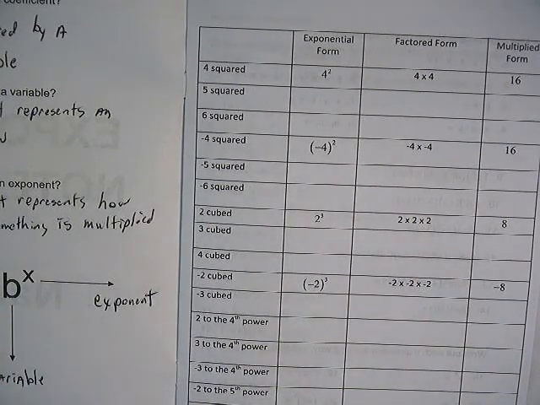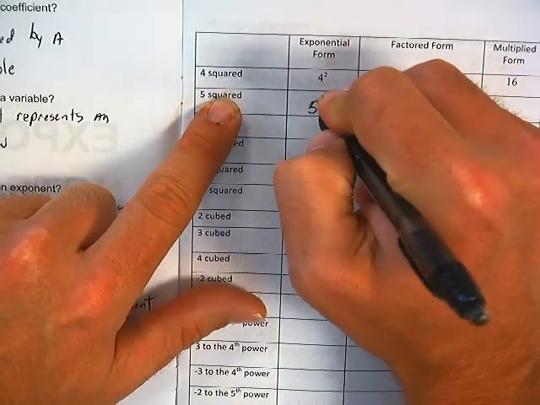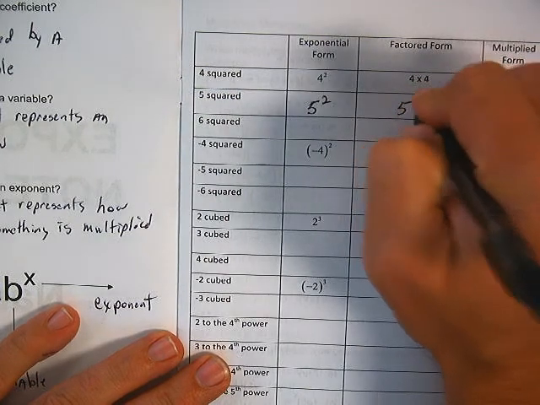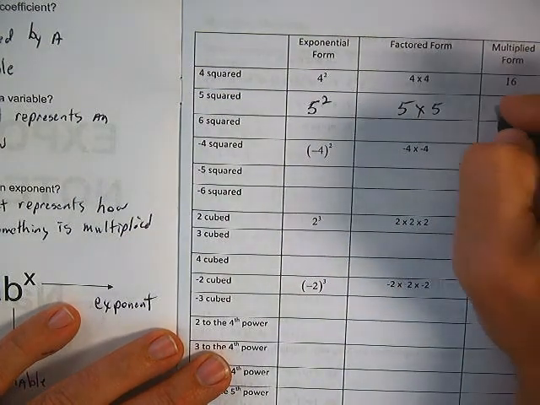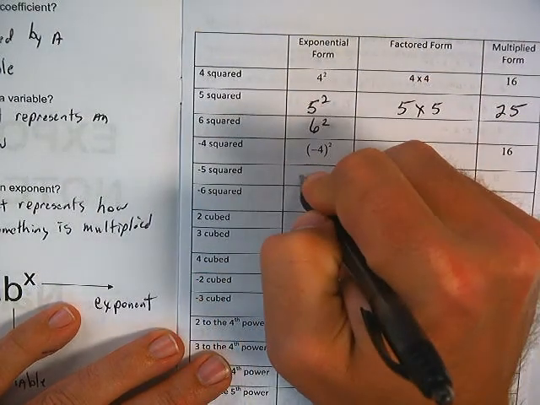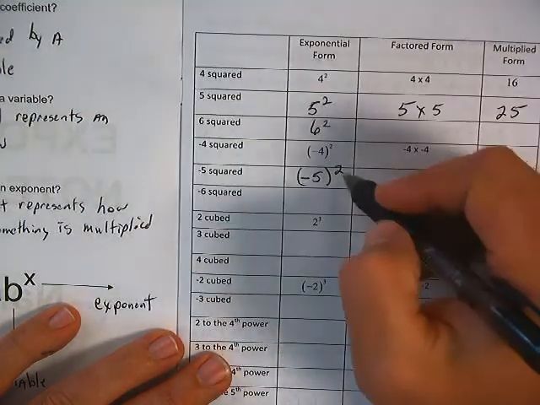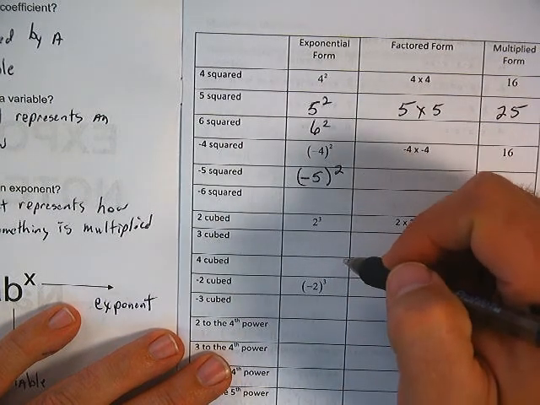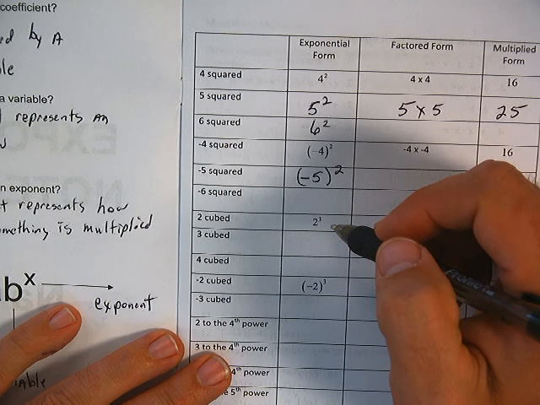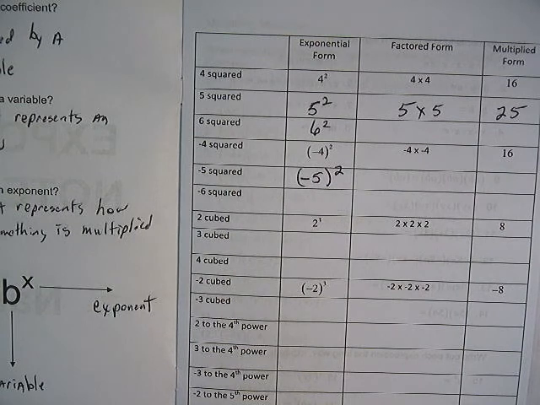Anything that's squared, like 5 squared would be 5 to the what power? 2. And that simply means 5 times 5, correct? And 5 times 5 is 25. 6 squared. I want to look at some of the negatives. Anytime you have an even exponent, your answer is going to be positive. Because a negative times a negative is a what? A positive.